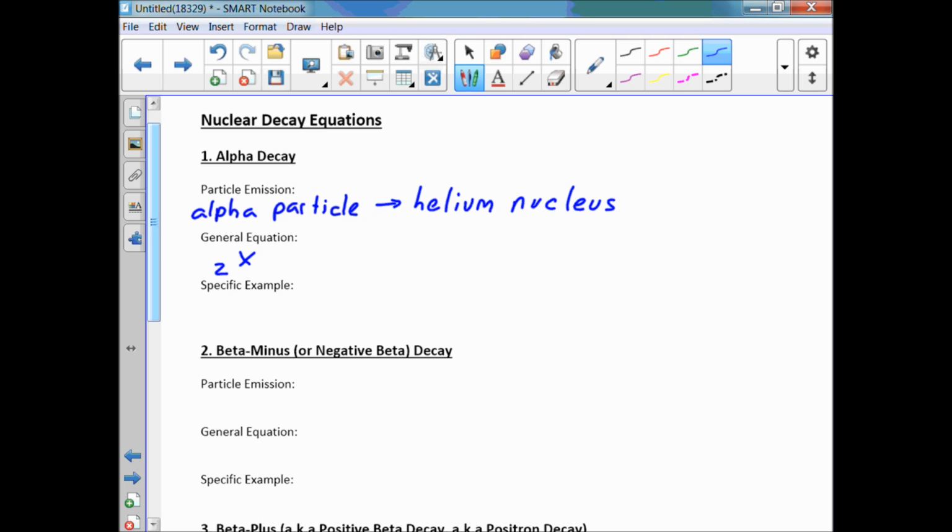What's the symbol for atomic mass? A. And Z is the number of protons. So general equation, we've got element X, whatever it is, with Z protons and a total mass of A, breaks down into element Y.